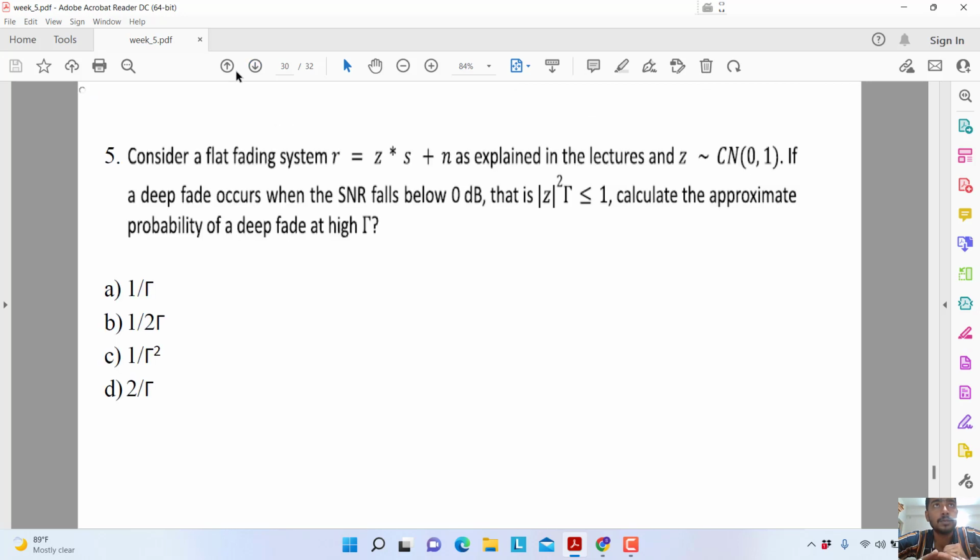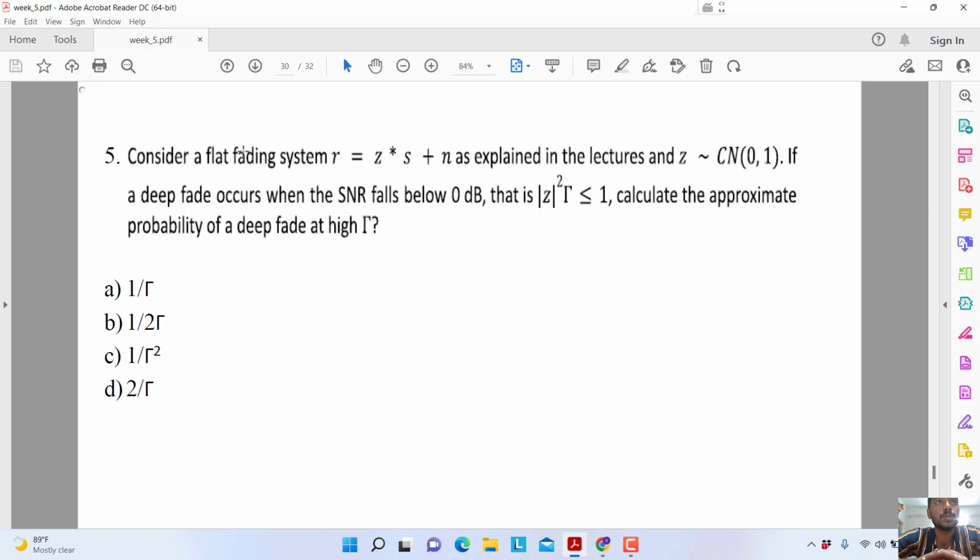Next question. Consider a flat fading system, R is equal to Z into S plus N. S is the symbol, N is the noise. As explained in the lecture, Z has mean 0 and variance 1. If a deep fade occurs when the SNR falls below 0 dB, that is, mod Z square gamma less than 1, calculate the approximate probability of the deep fade at a high SNR, high gamma.